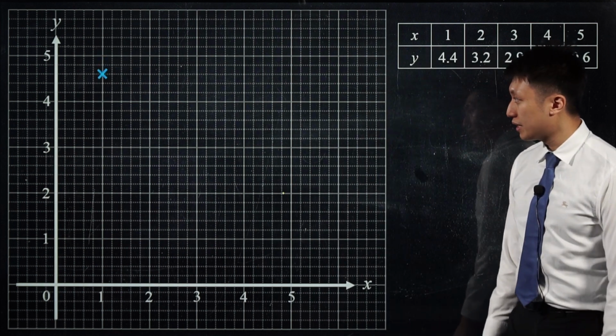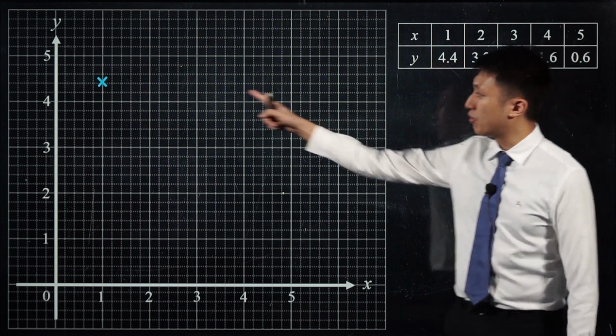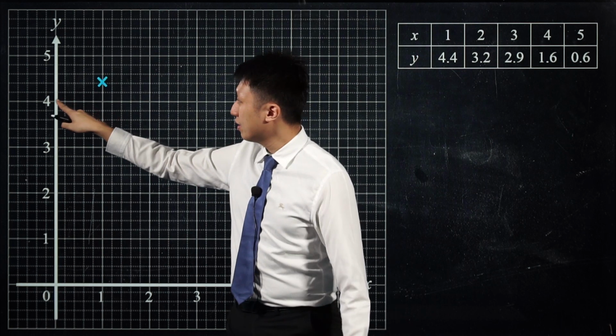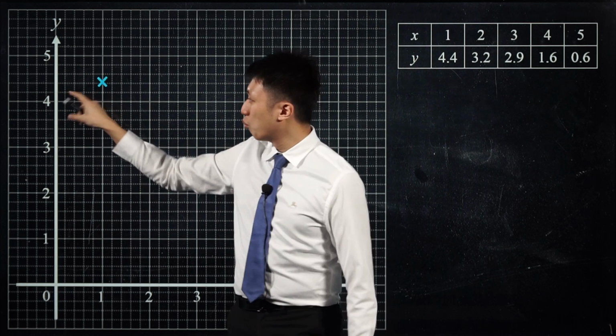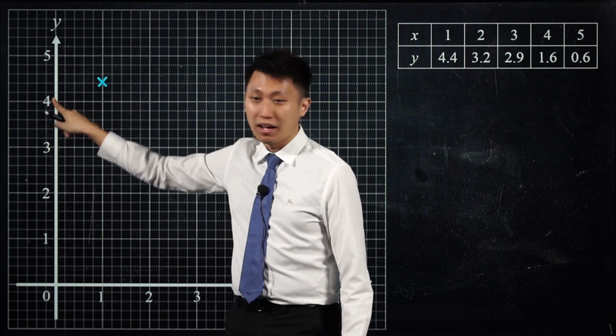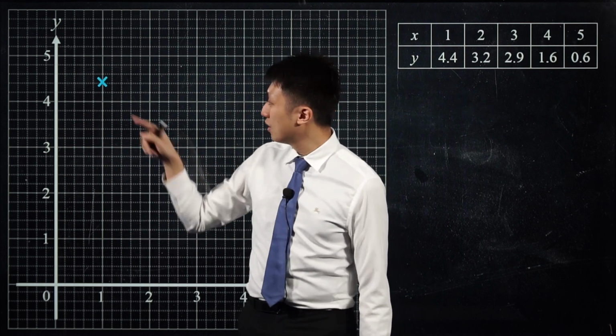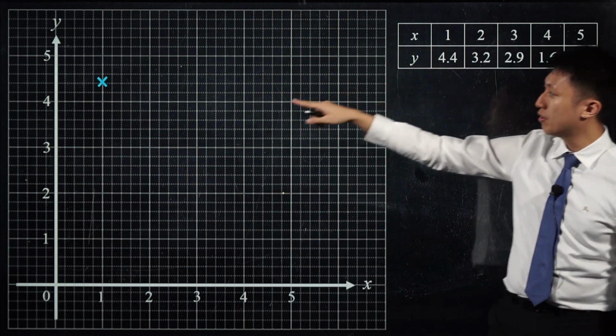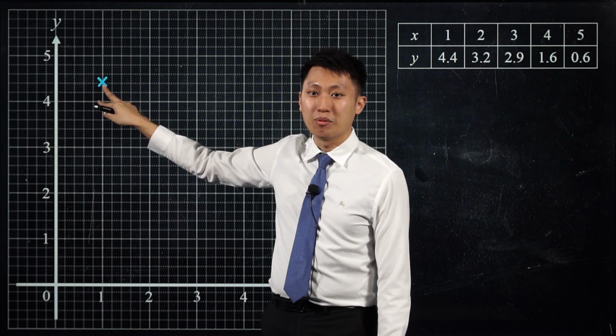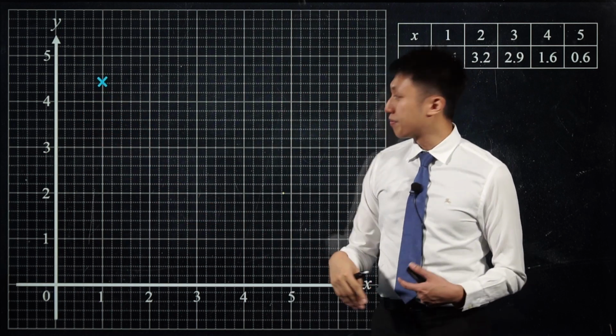Then I plot the points here. 1 is 4.4, so 4.4, you see here between 4 and 5, there are 1, 2, 3, 4, 5 squares here. So one square here means 0.2 distance. So this 2 means 0.4. So now 4.4 is 2 squares away from 4.